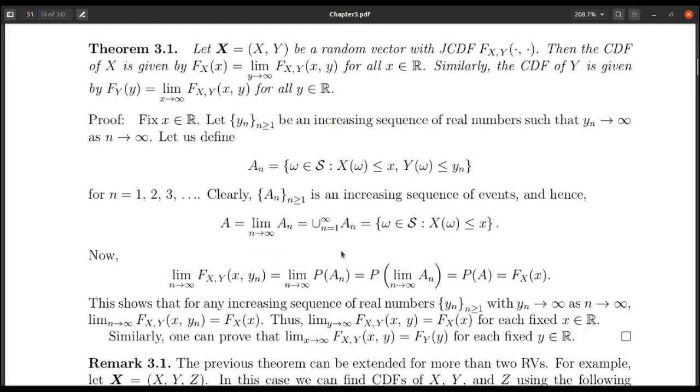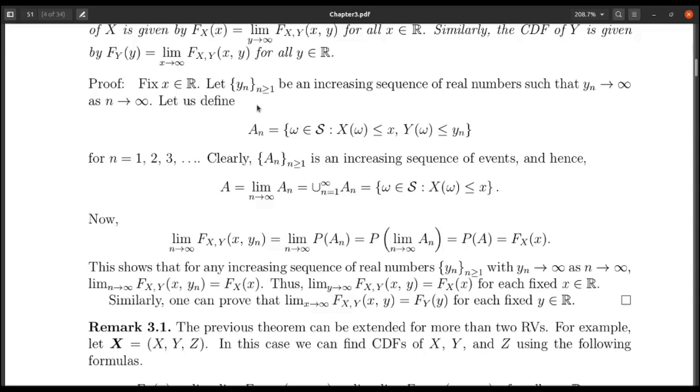Check the proof. The technique is similar to what we have used to show the properties of the cumulative distribution function. Check the proof, and if you have any doubt, you ask me in the doubt clarification.